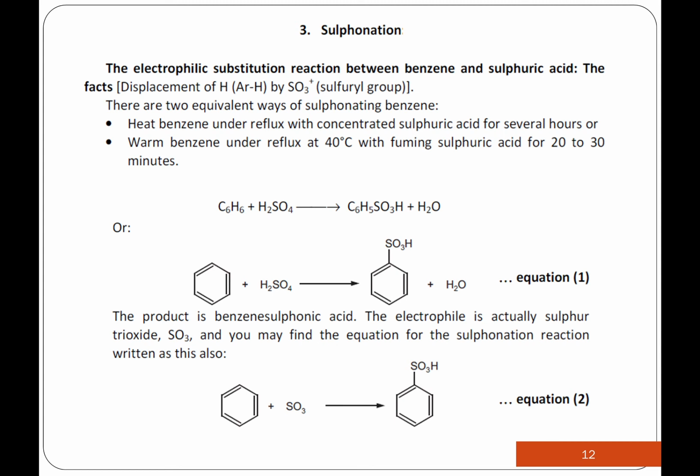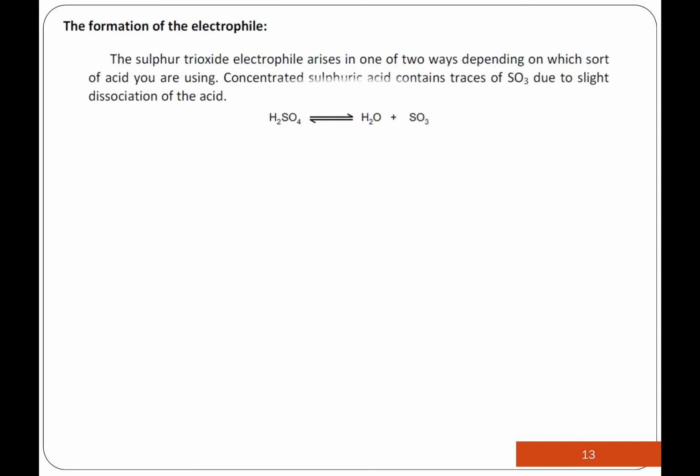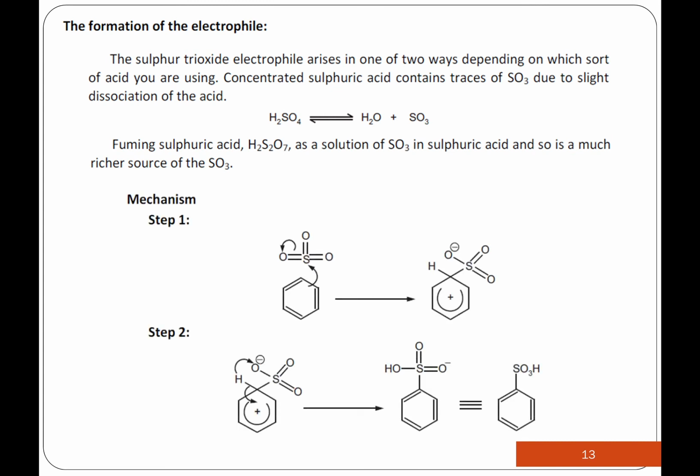As I told you, a water molecule is formed, but if you use fuming sulfuric acid, this reaction is faster. Here you don't use any catalyst, because the attached sulfuryl group has one oxygen which is negatively charged, and there is intramolecular abstraction of the proton, and it forms SO3H. So the product is benzene sulfonic acid.